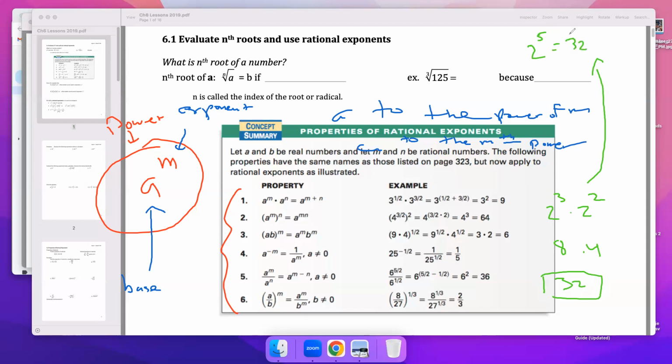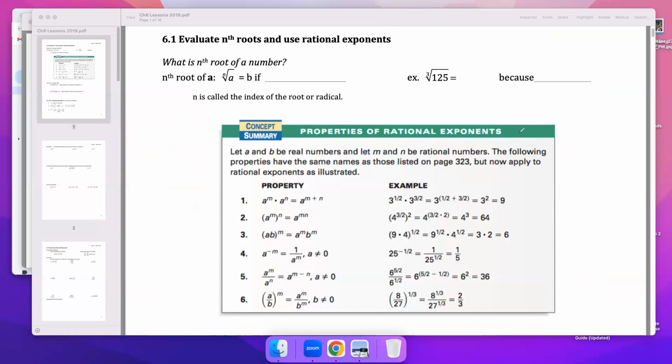So that makes sense. Or what if I had, now let me clear my screen. What if I had 2 to the 5th over 2 squared? Obviously that's 32 over 4, right? Which I know is 8. But can I subtract the exponents? Sure. If I subtract them, what do I get? And I still get the same thing.